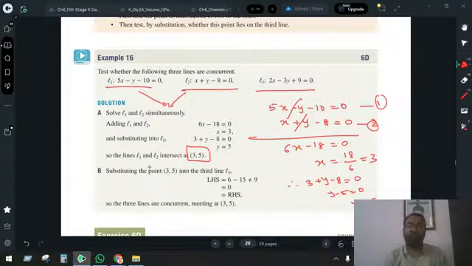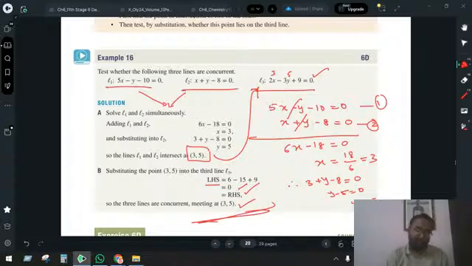And we have to substitute in this third equation. If it is satisfied, okay, LHS is 2x minus 3y plus 9. So he substituted the x, y values: 6 minus 15 plus 9, which is 15 minus 15, which is 0. So you got it equal to RHS, therefore these three lines are concurrent. Is it clear?